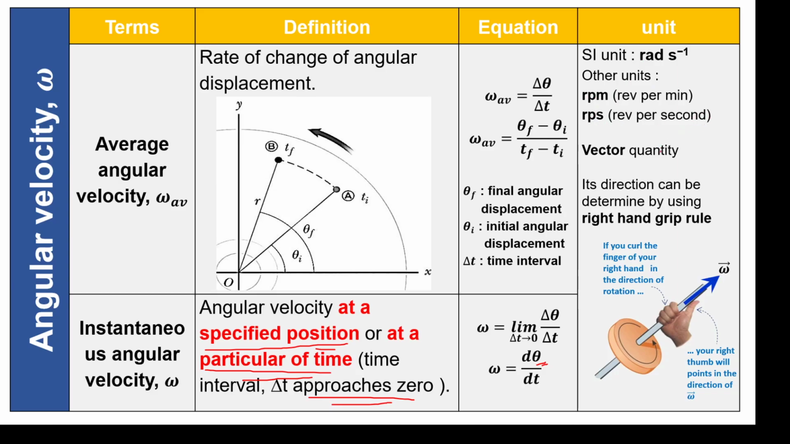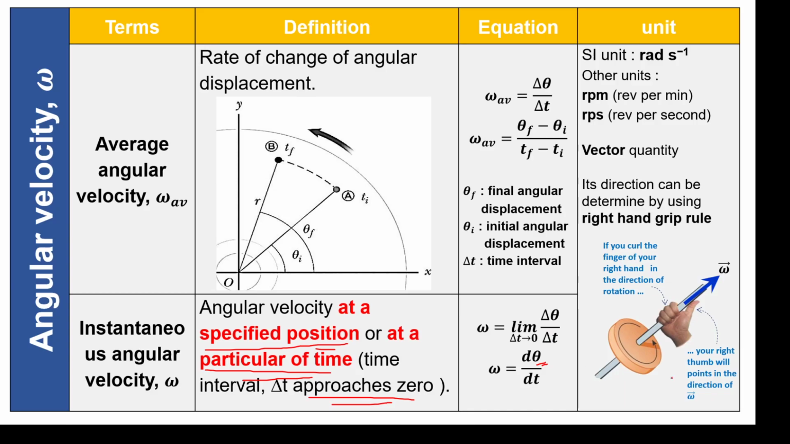It is a vector quantity because we're not only dealing with its magnitude but also its direction. We've learned in the previous slide that you have anticlockwise and clockwise directions, so there's direction involved. You have magnitude and direction, so it's a vector quantity. So how do you determine the direction of the angular velocity?